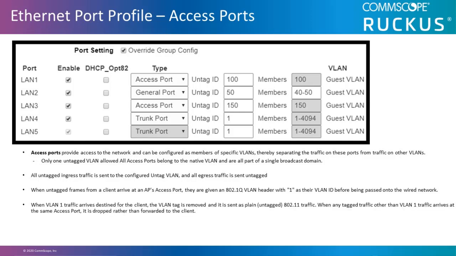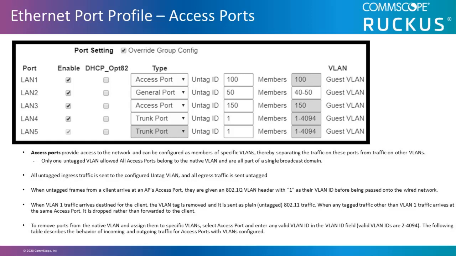When VLAN 1 traffic arrives destined for the client, the VLAN tag is removed and it is sent as plain or untagged 802.11 traffic. When any tagged traffic other than VLAN 1 traffic arrives at the same access port, it is dropped rather than forwarded to the client.